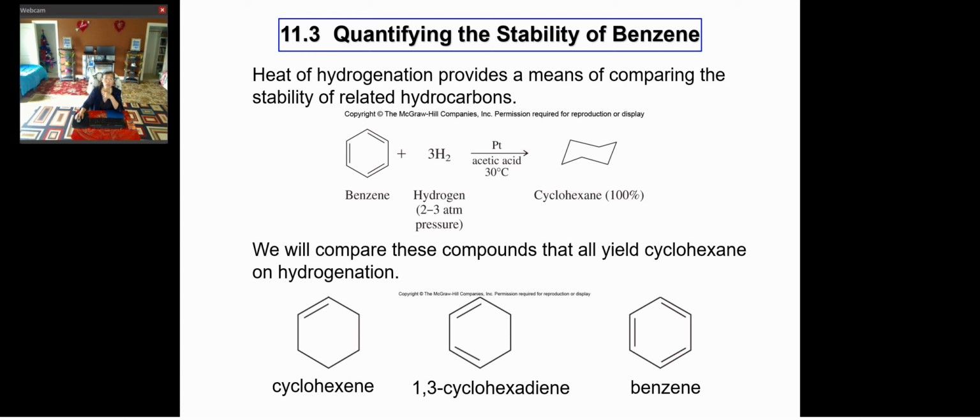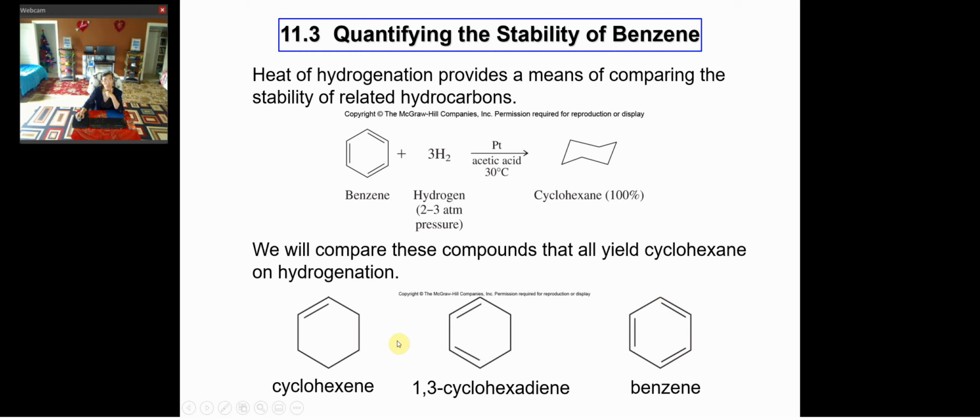So you can quantify the stability of benzene. What we normally use is the heat of hydrogenation. The heat of hydrogenation provides a means for us to compare the stability of benzene and related hydrocarbons. For example, cyclohexene has 1 double bond, 1,3-cyclohexadiene is a diene, and benzene looks like a triene, with 3 double bonds theoretically.